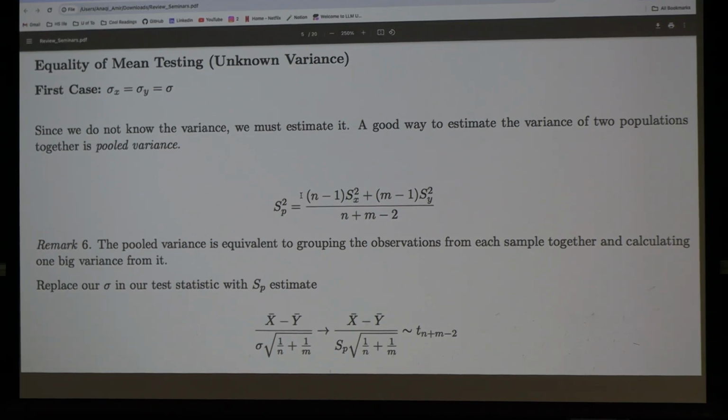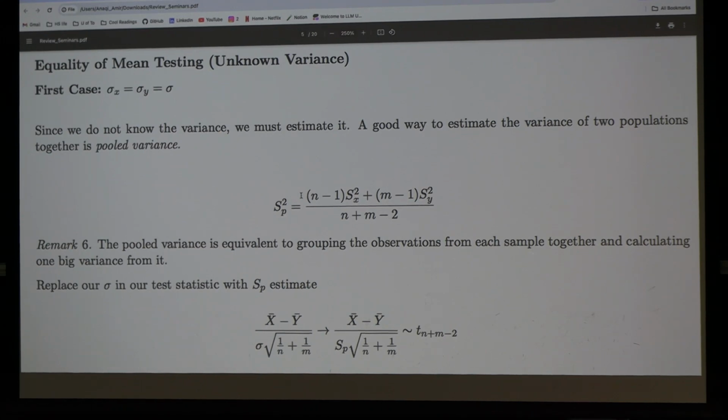And so we can no longer use normality because not every statistic we're calculating there is normal. Sure, x bar is normal and y bar is normal, but SP is not even close to normal. And so we now have to include this. And with SP, notice we have to use n plus m minus 2 extra variables to calculate.